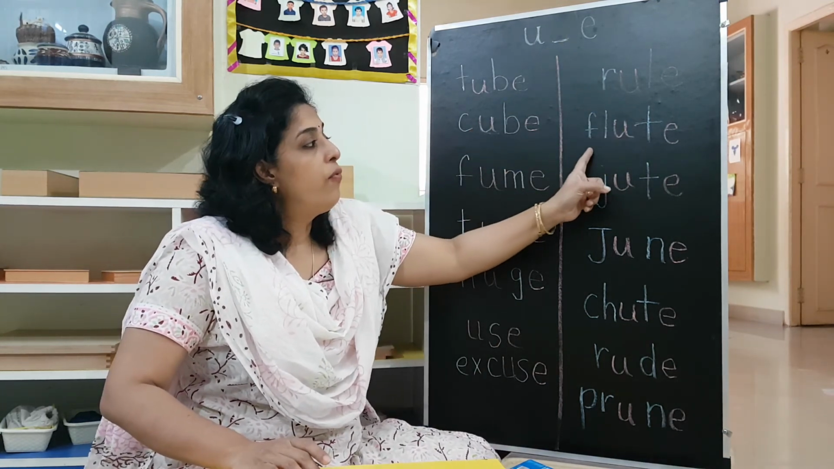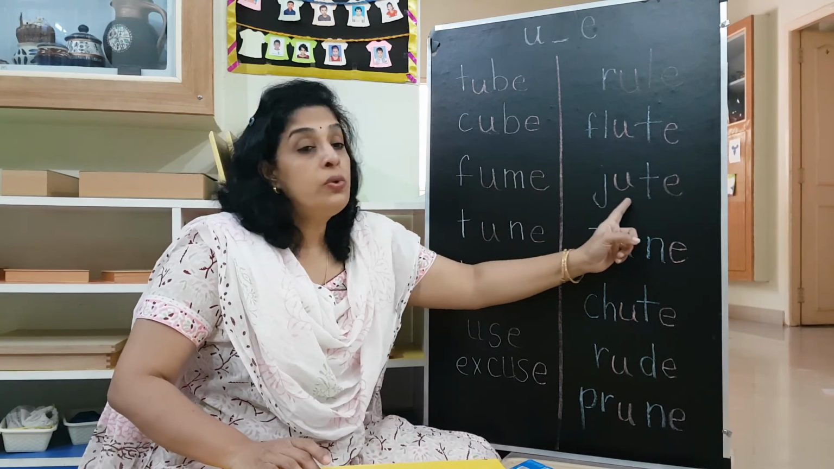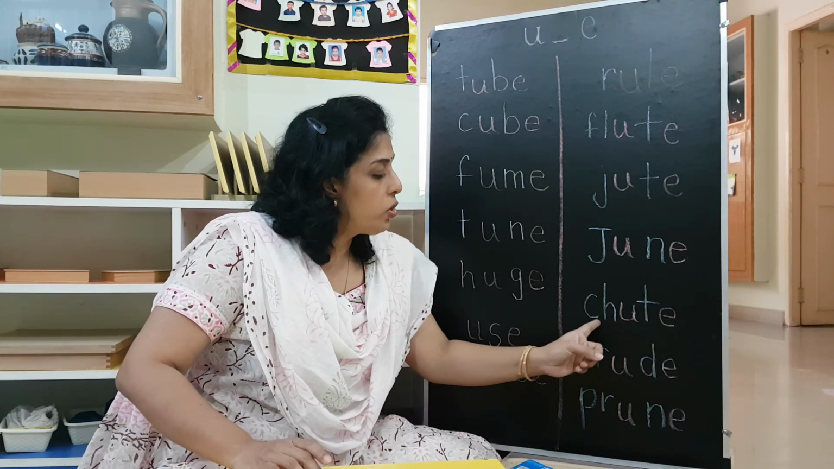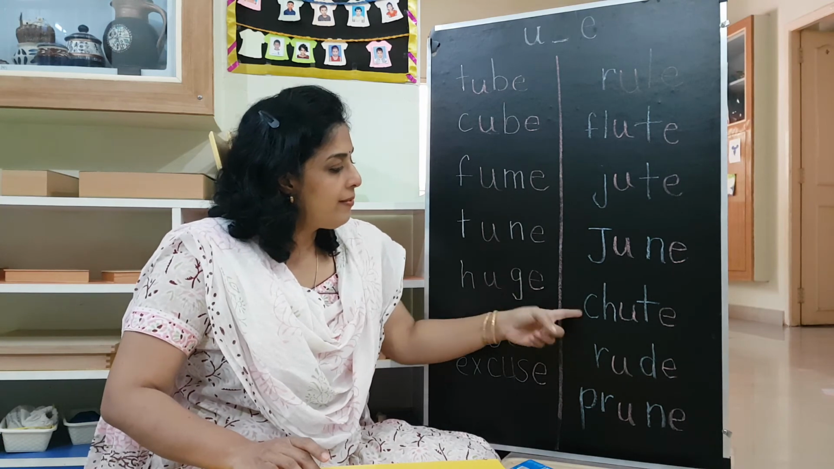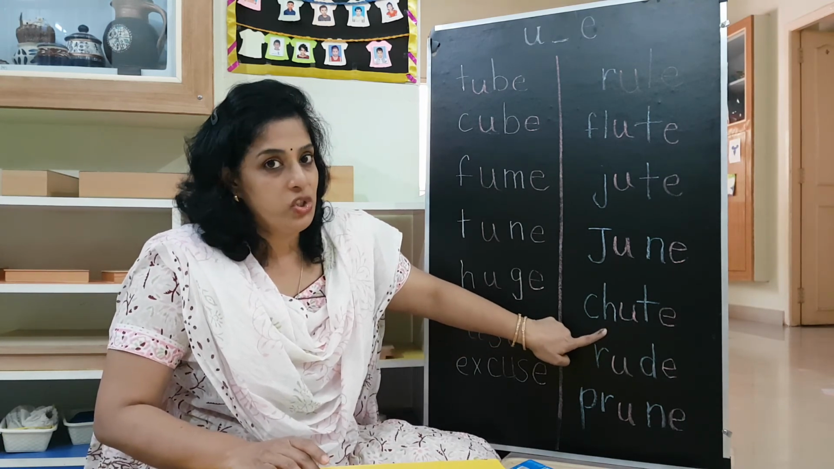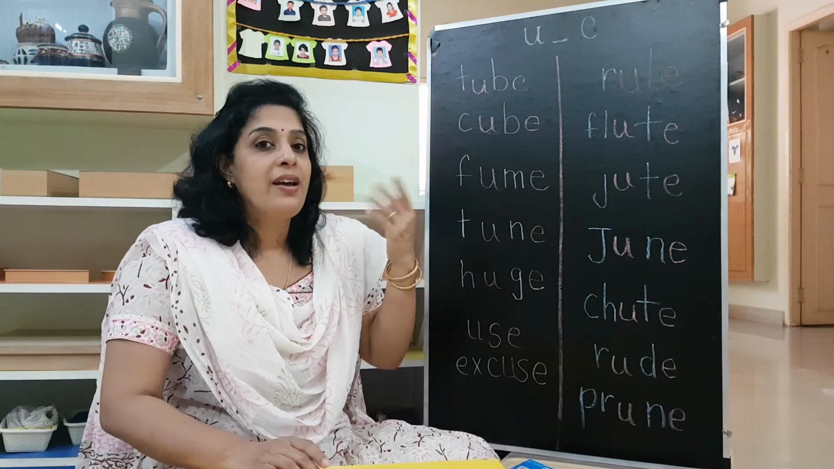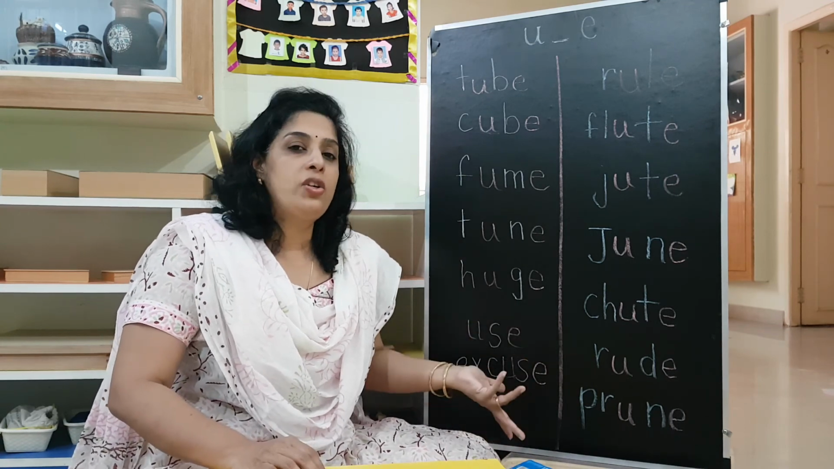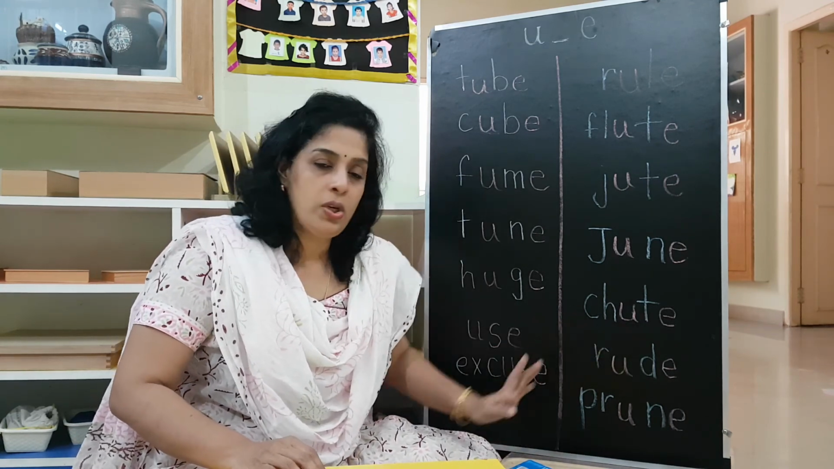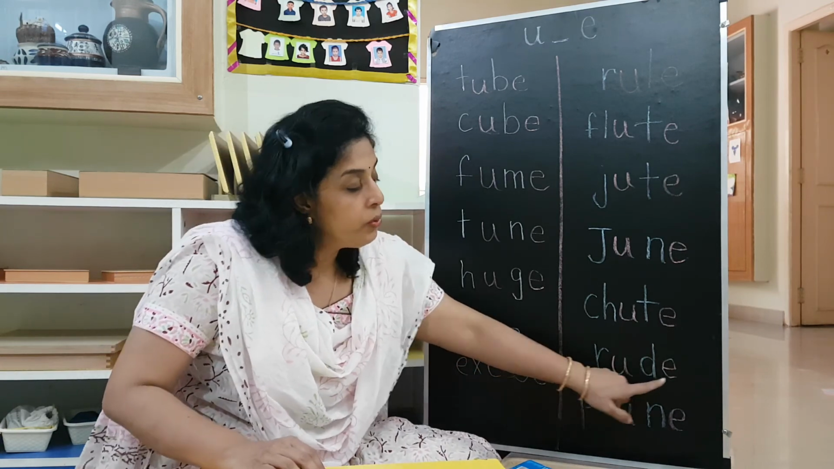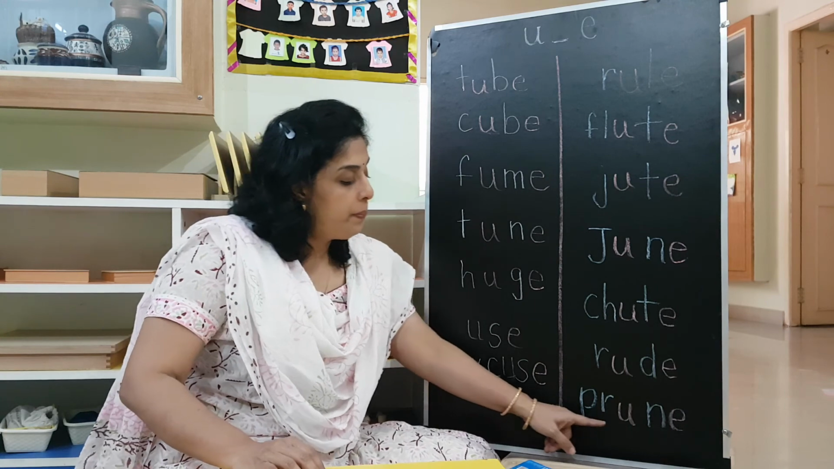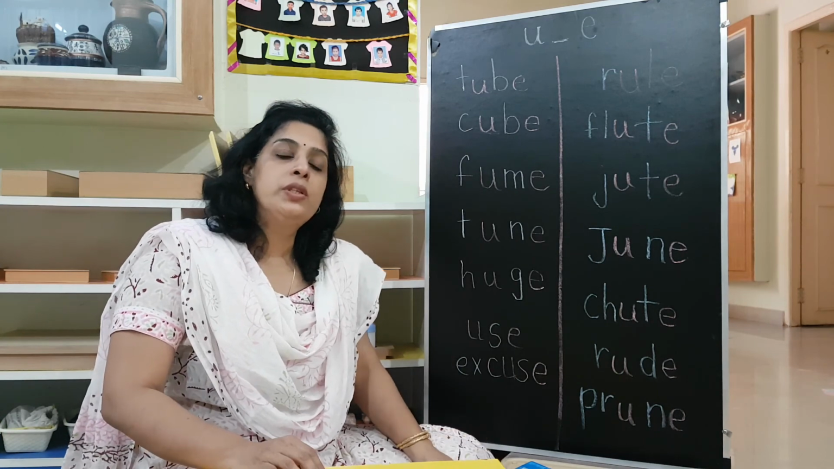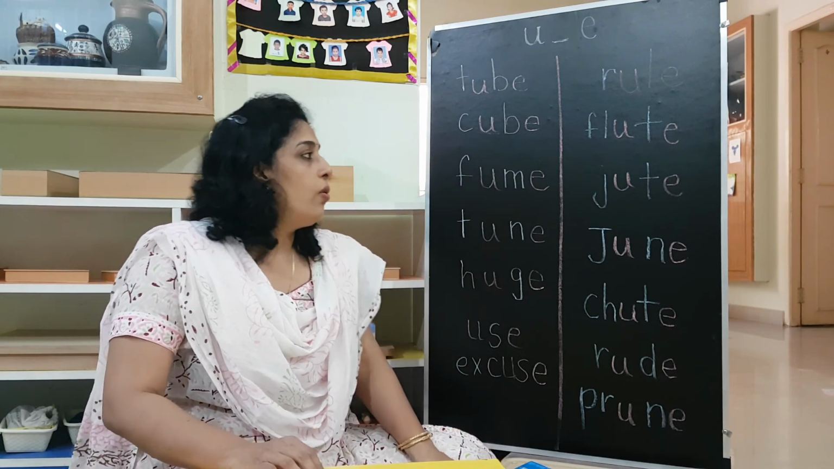Next one, the U sound. Rule, rule, flute, flute, jute, jute, June, June, shoot, shoot. I'll have to say it as sh, not as ch. I'll put it here so that you will henceforth read some ch as sh and not ch. Okay, shoot. Then rude, rude, and prune, prune. Okay, U and U. Will you all try and do this in your homework book and do your assessment?